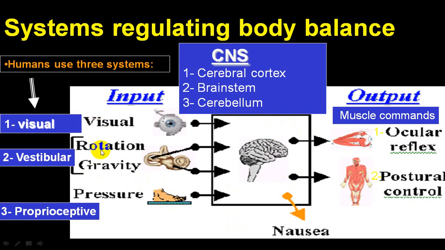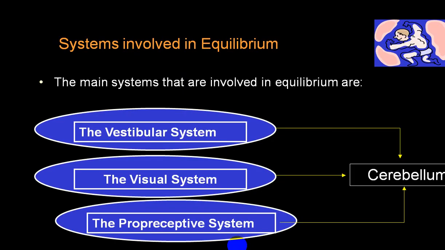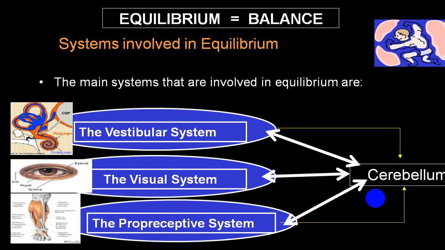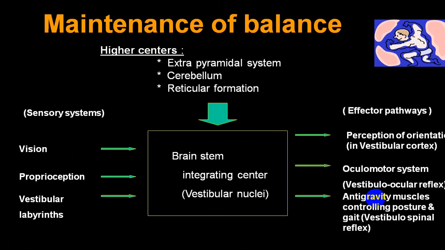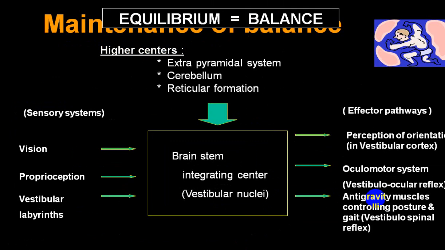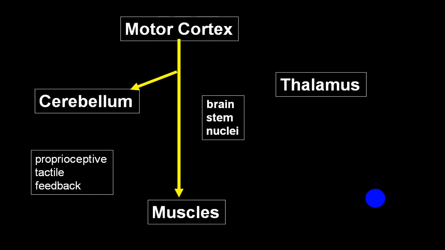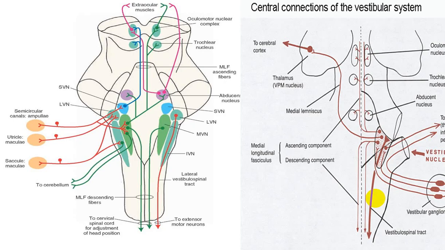Simplified form: input from visual, vestibular and proprioceptive systems goes to the brain, and the brain is connected to oculocephalic reflexes and postural control. Also, because of the connection with the reticular formation and the vagus nerve, nausea and vomiting can occur with disturbances in the vestibular nucleus. So the three systems, vestibular, visual and proprioceptive, are connected to the cerebellum, and because of the cerebellar connection to different structures, you will have maintenance of posture and equilibrium. All of those we have discussed.